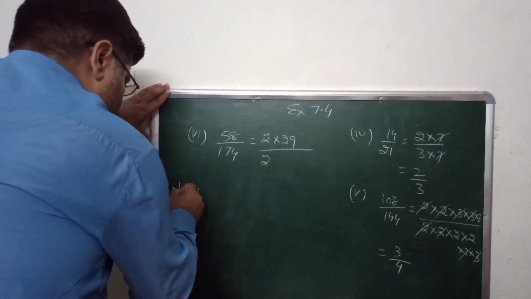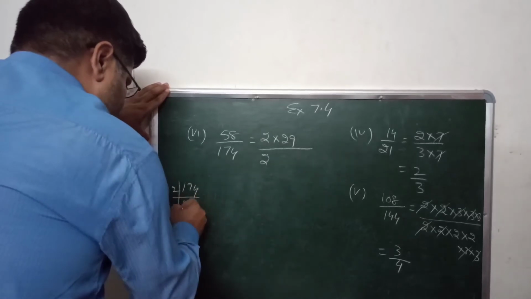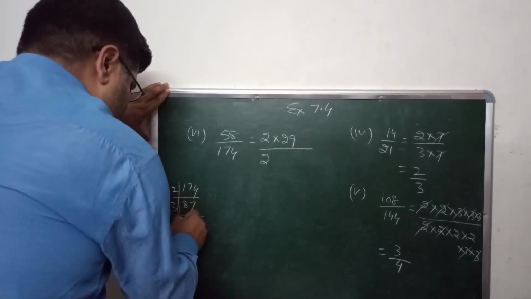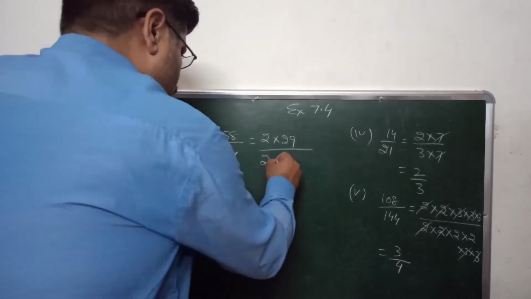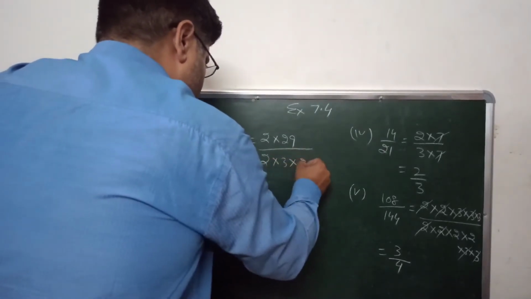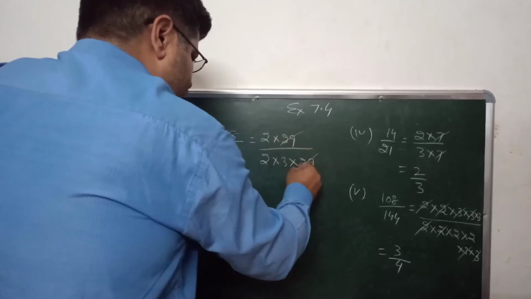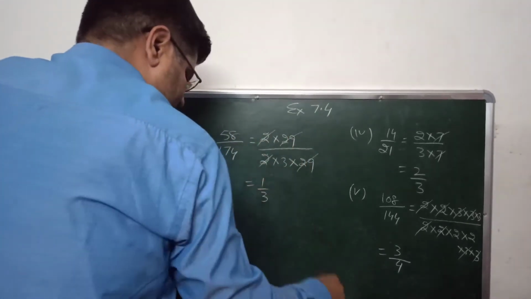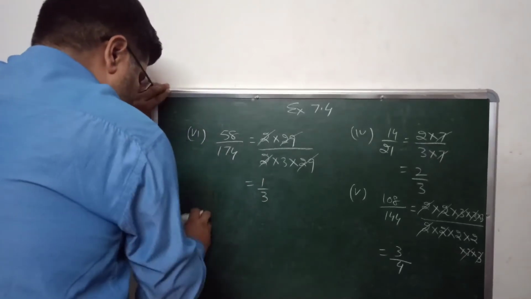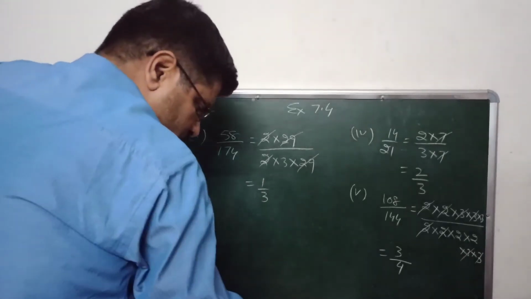174 by 2, 2 8s are 16, so 87. By 3, 3 29s are 87, so 29. So 2 into 3 into 29. 29 and 29 will cancel. 2 and 2 will cancel. And what is left? 1 by 3. So 1 by 3 is the lowest form of this.